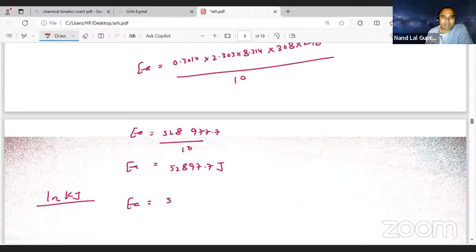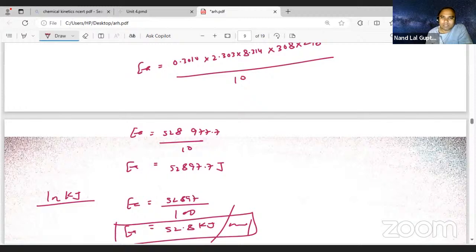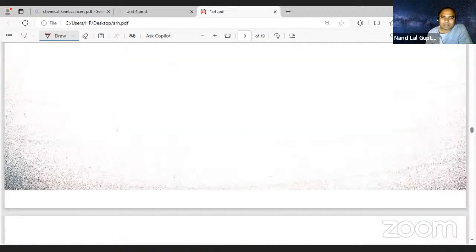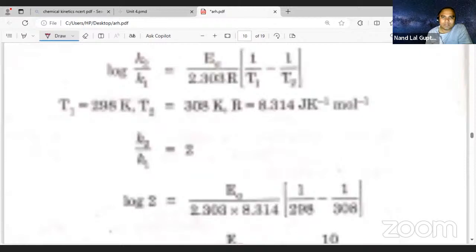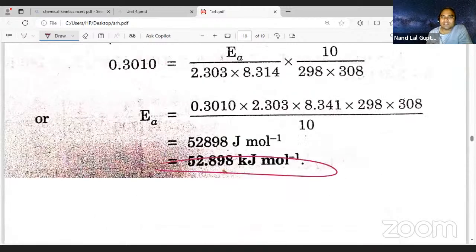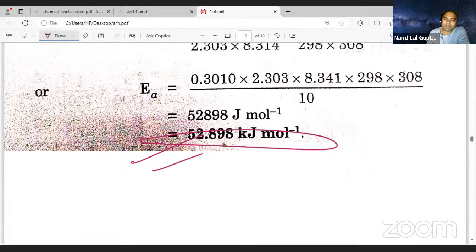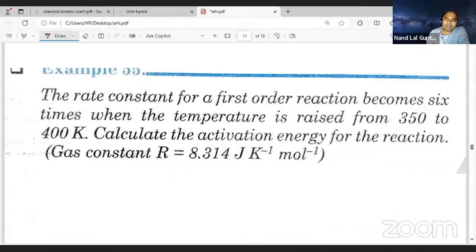E is equal to 52897 divided by 1000. So it will give, student, 52.8 kilojoule per mole. This is what the activation energy is, student. 52.8. You can see this answer here. This is 52.8. So absolutely this is correct, student. Only you need to keep in mind, you need to place the value correctly and then it will be 100% correct. Now let us see one more problem here.